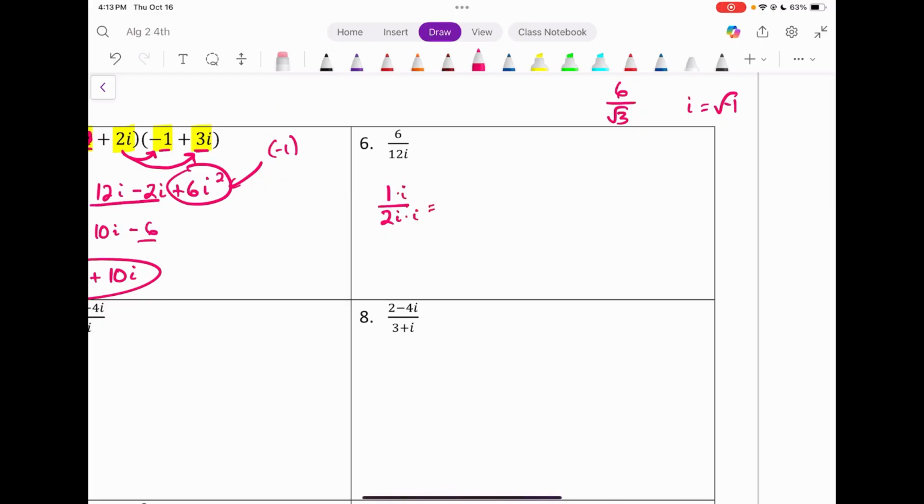So on top, you now have 1 times i, or just i. On bottom, you have 2 times i, and i times i would be i squared. So therefore, anytime, again, that you have an i squared, we replace it with negative 1. So the bottom is 2 times negative 1, or just negative 2.